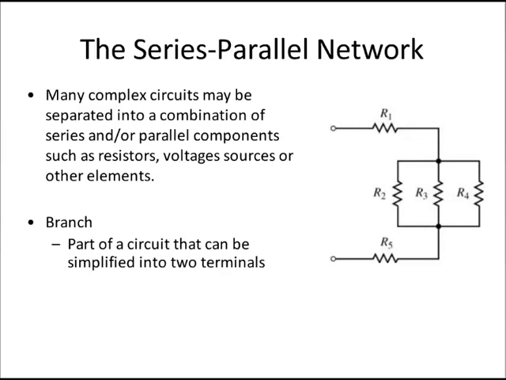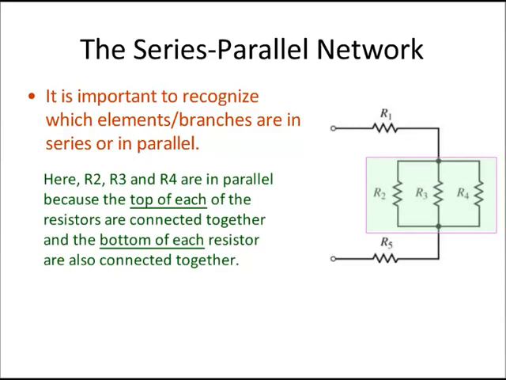So let's take a look at this in a little bit more depth. It's important to recognize which resistors are in parallel with each other and then what forms the series circuit. So here R2 and R3 and R4 are in parallel with each other because the top of each of the resistors are connected at a common node. Similarly, the bottom of these three resistors are connected together at the bottom node. Therefore, because the tops and the bottoms are connected in this manner, these three resistors are said to be in parallel with each other.